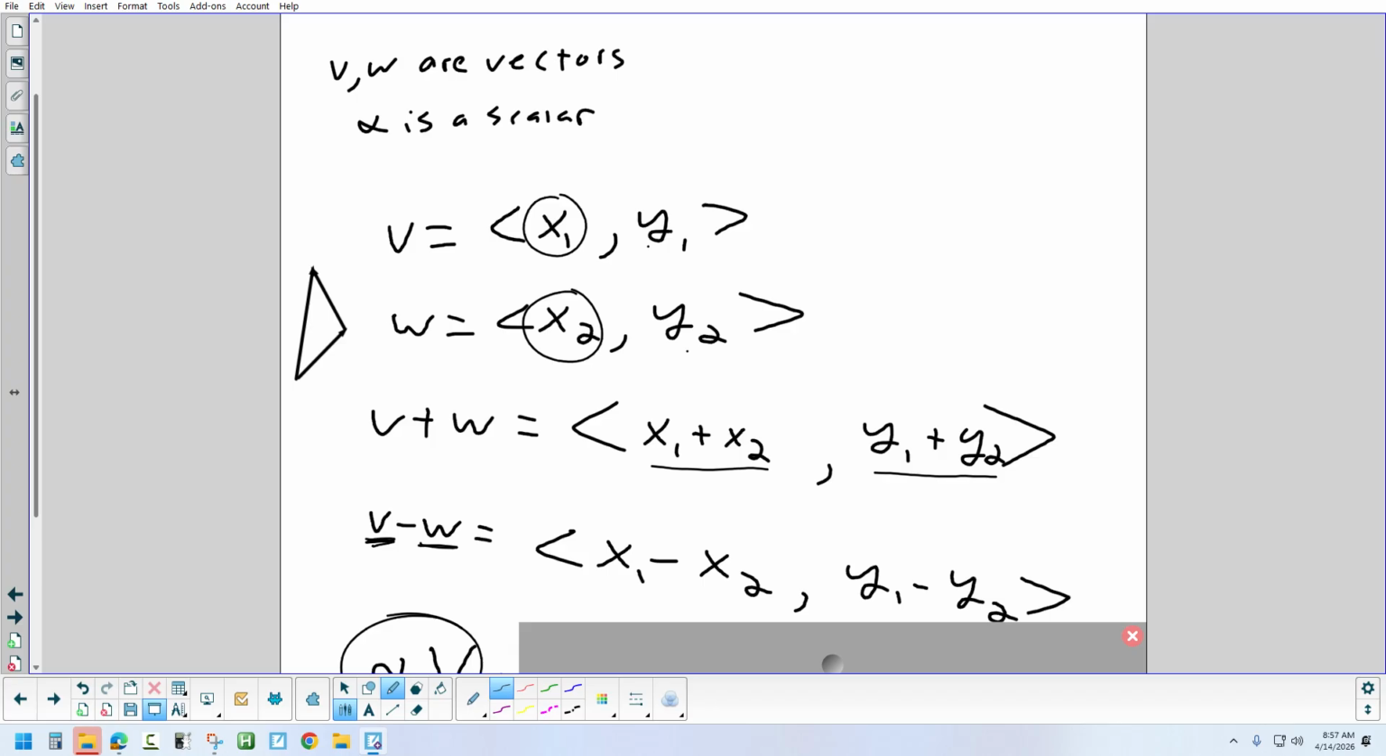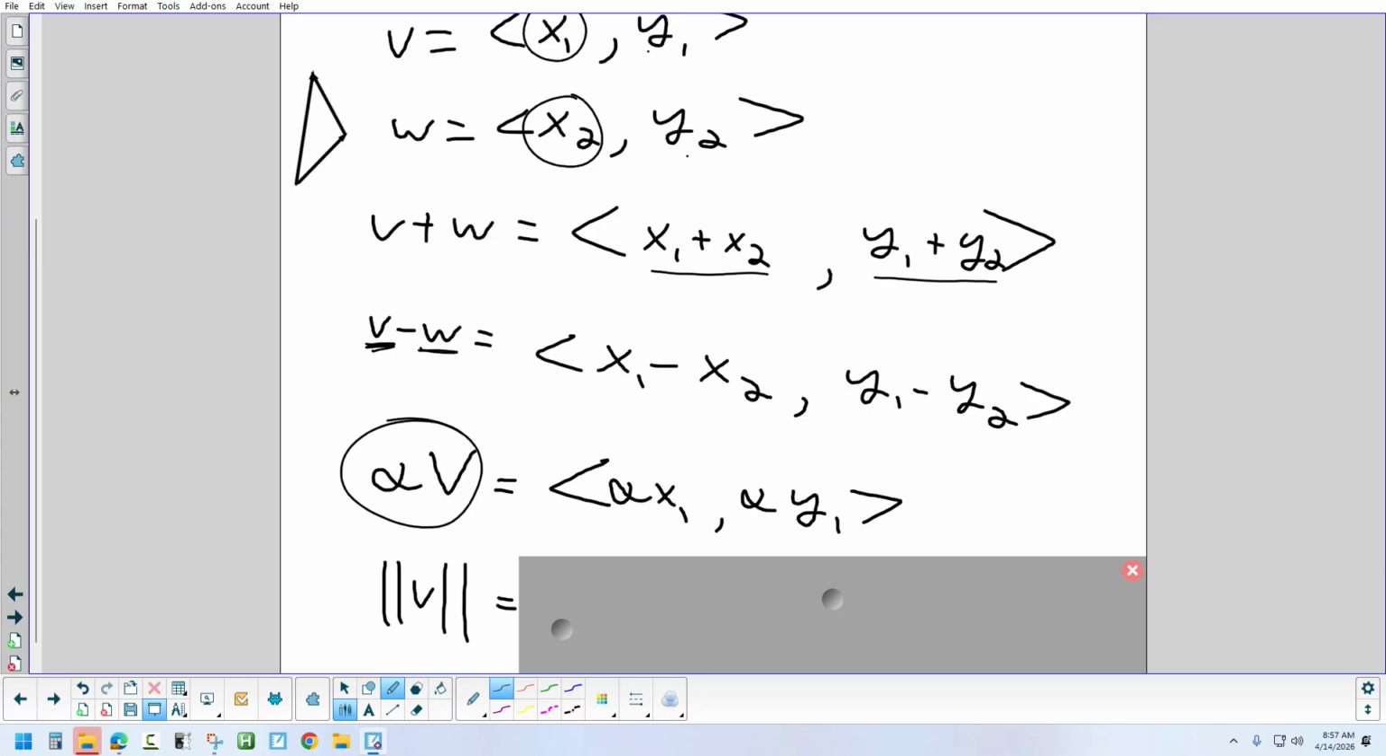You're going to distribute it to the horizontal and to the vertical. Right? When you're doing a scalar product by itself, you don't need two vectors. When you're adding and subtracting, you do. You can't add and subtract unless you have two things to work with.